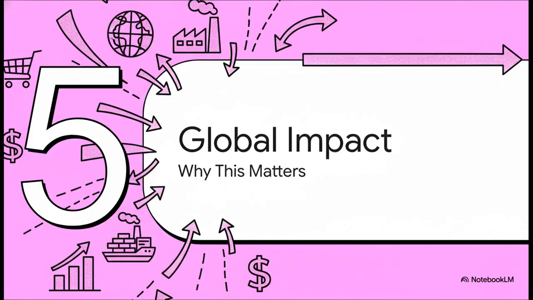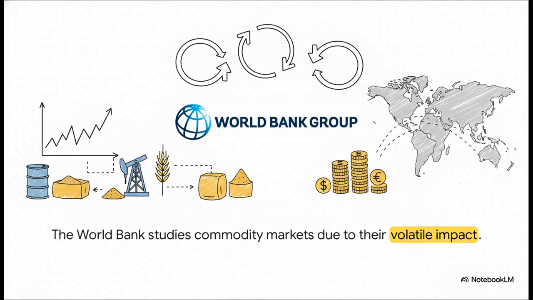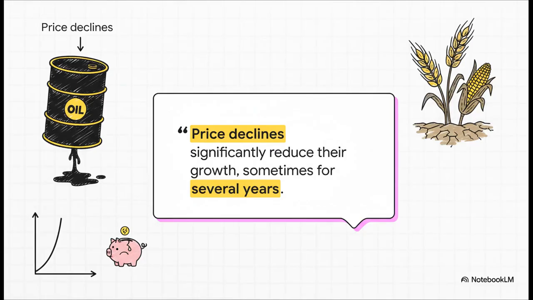Okay, so we've got the theory down. We've looked at the numbers. But why should you care about any of this? Because this isn't just a textbook concept. It has massive, real-world impacts on a global scale. Huge organizations like the World Bank pour enormous amounts of energy into studying these markets, all because of supply elasticity. For a lot of developing nations, their entire economy hangs in the balance. And here's why it's so critical. Just listen to this quote from a World Bank report: "For commodity exporting countries, price declines significantly reduce their growth, sometimes for several years." That is a huge deal.